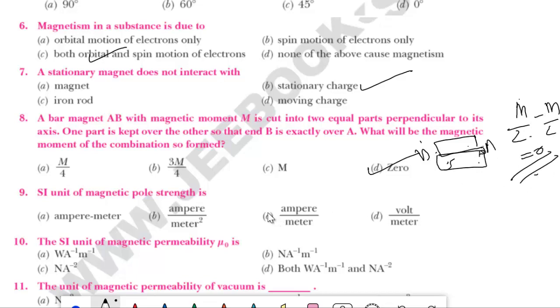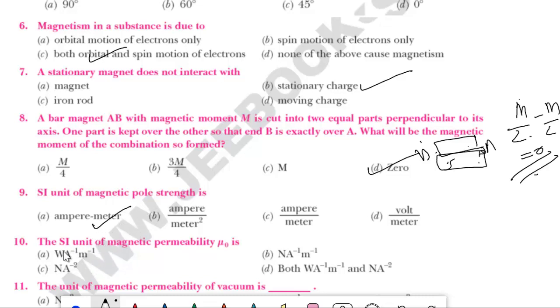So next is the ninth question. What is the SI unit of magnetic pole strength? Magnetic pole strength is ampere meter.